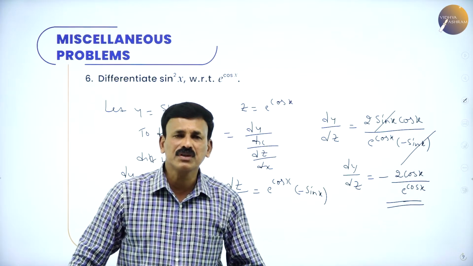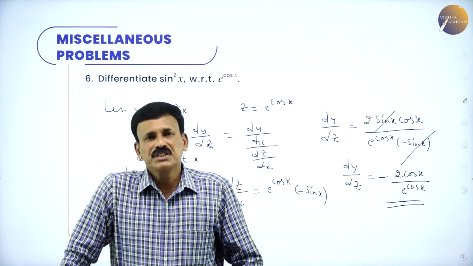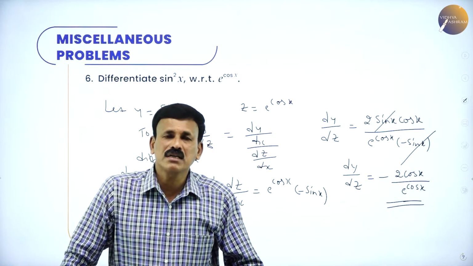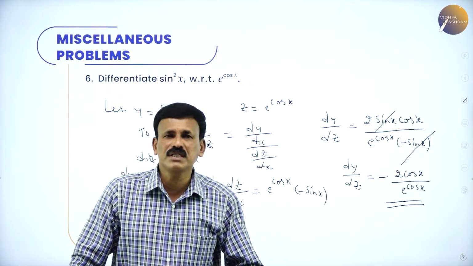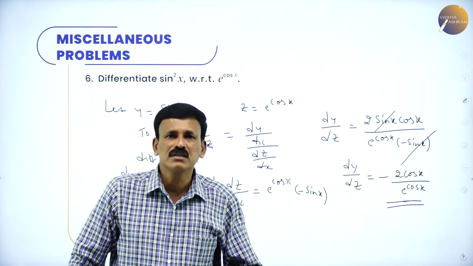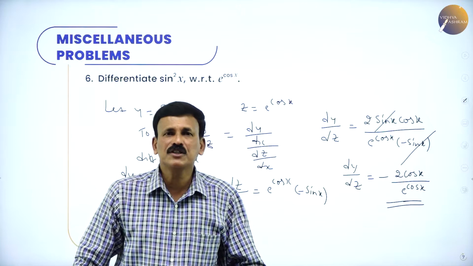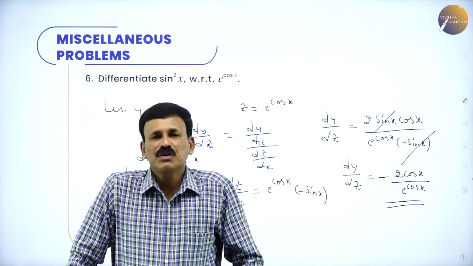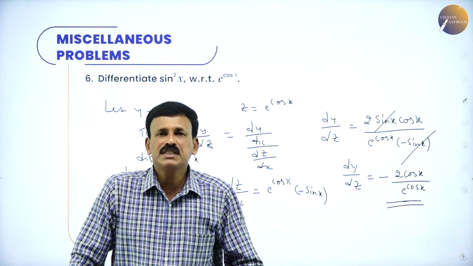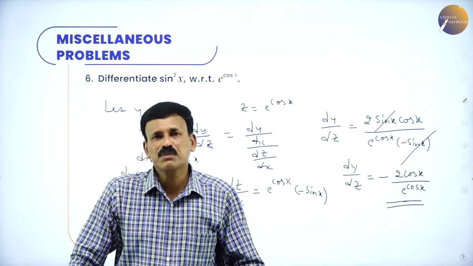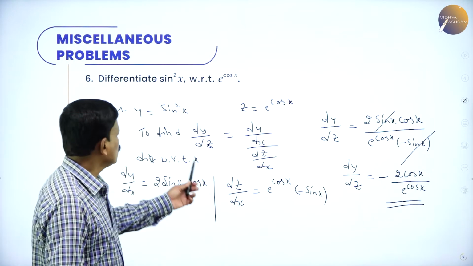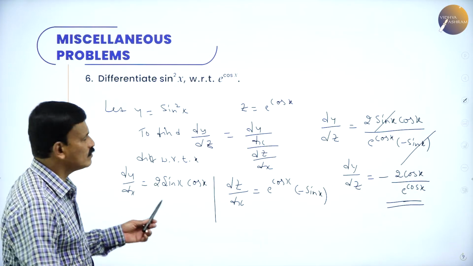In parametric, what we are going to do is differentiate with respect to the parameter theta or t, and divide dy by dx is equal to dy by d theta divided by dx by d theta, or dy by dx is equal to dy by dt divided by dx by dt. The same step with respect to x we are differentiating.